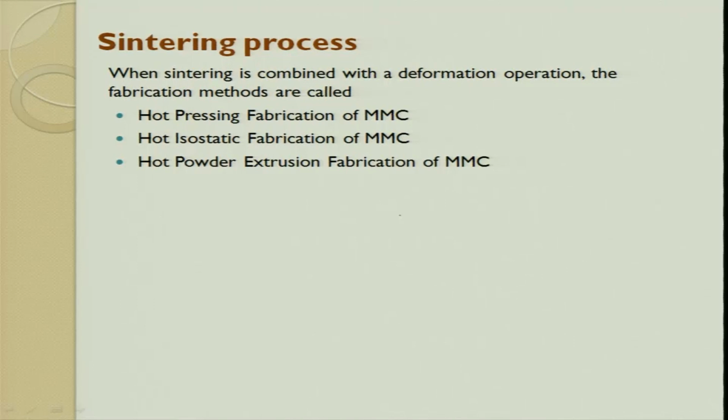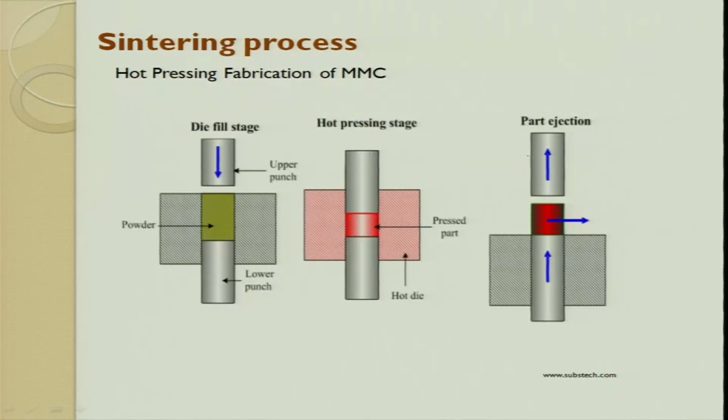and sintering can be done by hot pressing, or by hot isostatic pressing. Hot pressing means pressing from only two directions, while isostatic means you apply uniform pressure all along so that you get a sound output. Then you can also have hot powder extrusion fabrication of MMC. So these are the three processes done under sintering for metal matrix composite making.